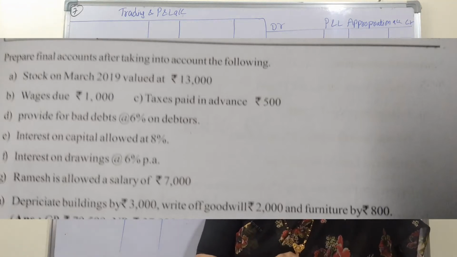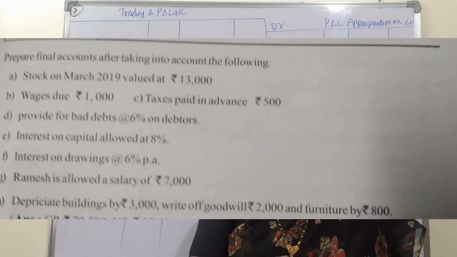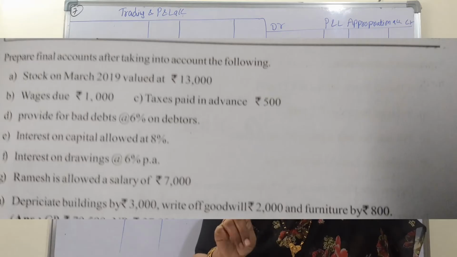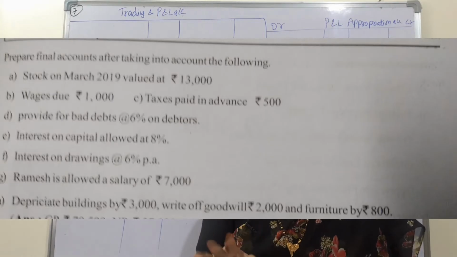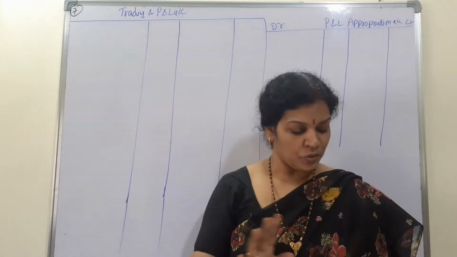Interest on capital, interest on drawings and Ramesh's salary: these three things come in the capital accounts of the partners. Depreciation on buildings 3,000, write off goodwill 2,000, furniture 800. These are all depreciations we know. Okay, so we'll start the problem.